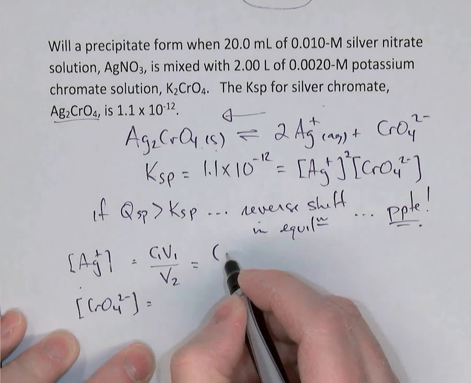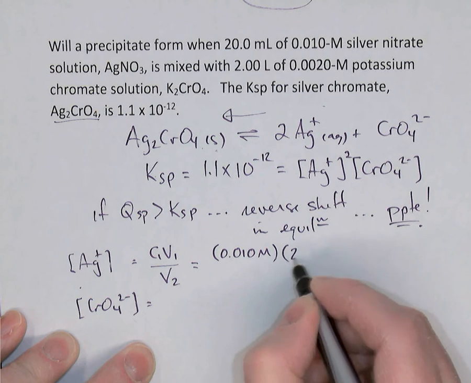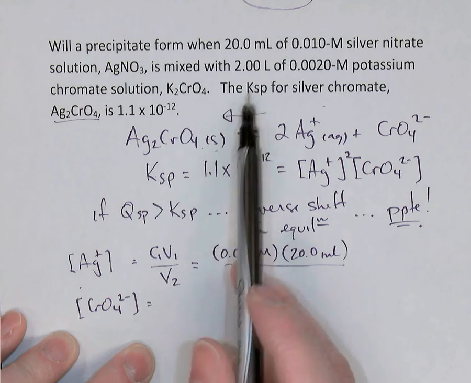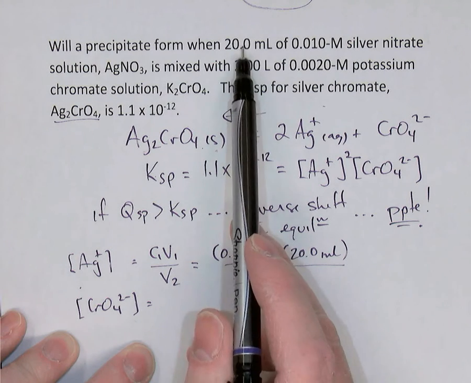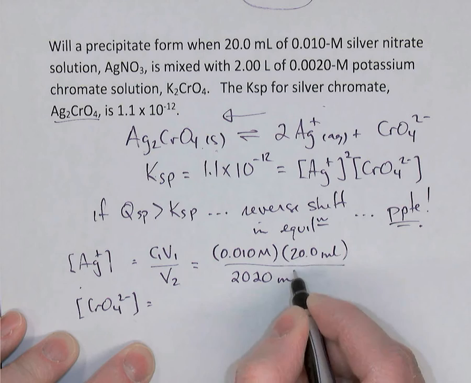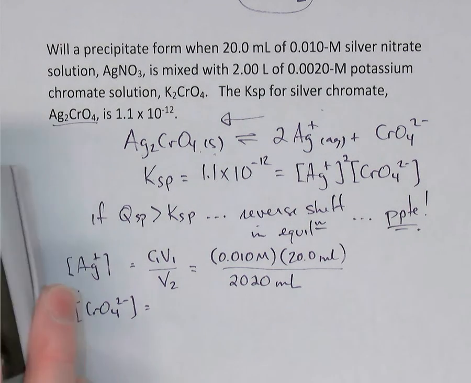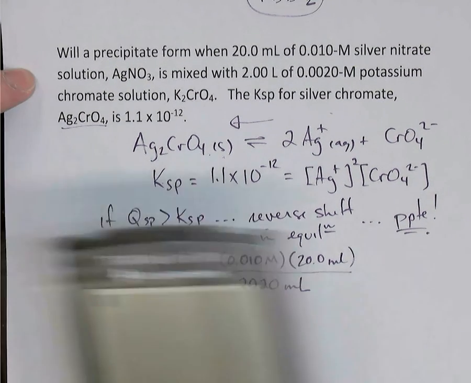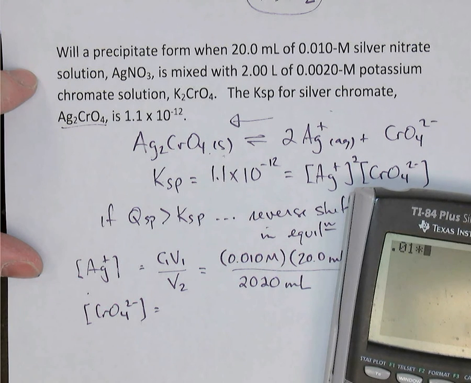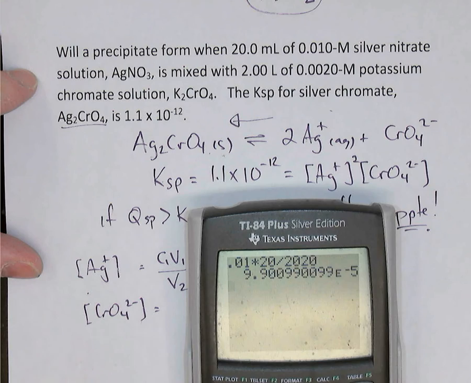So we have the original concentration, 0.010 molar, times the original volume, which was 20 milliliters. Now the new volume, V2, is going to be the 2 liters, or 2,000 milliliters, plus the 20 milliliters that were added. So 2,020 milliliters. V2 is not just the second volume, it's the total volume after you've diluted. So grabbing a calculator, we can quickly find the silver concentration: 0.01 times 20 divided by 2020. It's 9.9 times 10 to the minus 5.